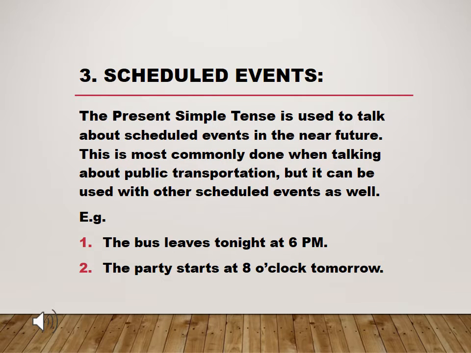Now let's talk about scheduled events. Present simple tense is used to talk about scheduled events, means the events that didn't happen but will happen in the near future. For example, the bus leaves tonight at 6 p.m. It means the bus didn't leave but will leave at 6 tonight. So, this is the scheduled event.